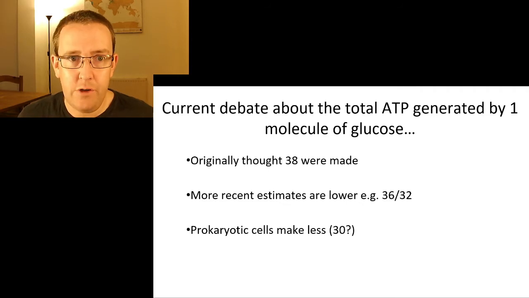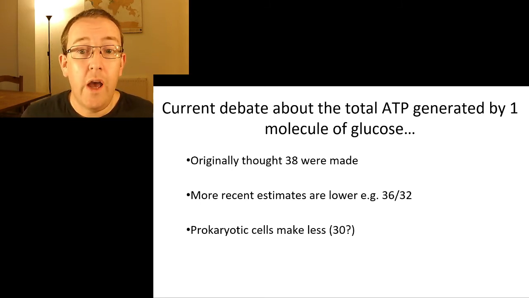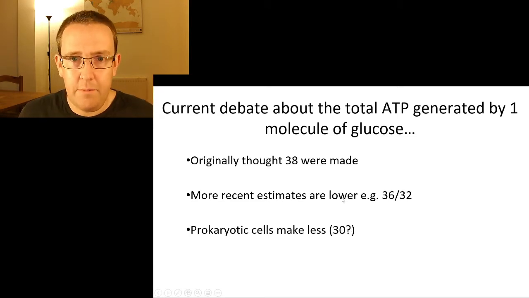Prokaryotes are actually less efficient than that. We're not going to go into prokaryote respiration, but it's due to the fact they don't really have a lovely environment for this electron transport chain like the mitochondria. They kind of make do with some folded membrane on the outside. So for them it's about 30. That's a bit lower as well. All right, how do we get to these numbers? Why is the estimate changing and so on and so forth?